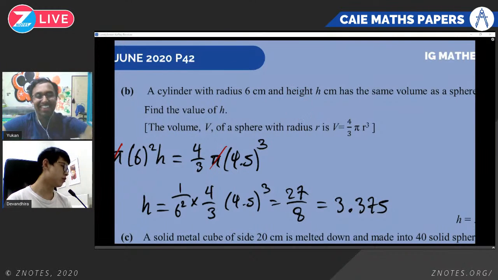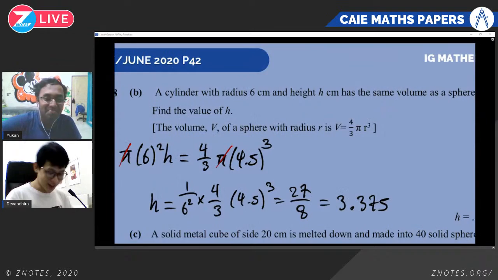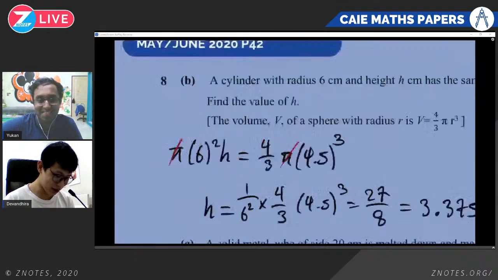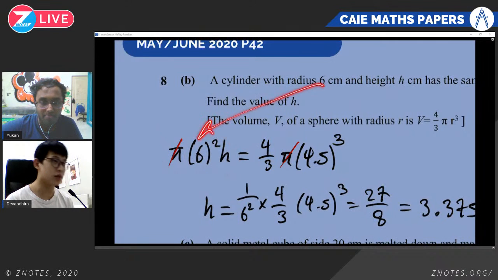Oh, yeah. All right. So we have pi r square h, which is right here. I wrote pi r square h, where r is 6, so we put 6. We don't know what the h is. We have to find what the h is.